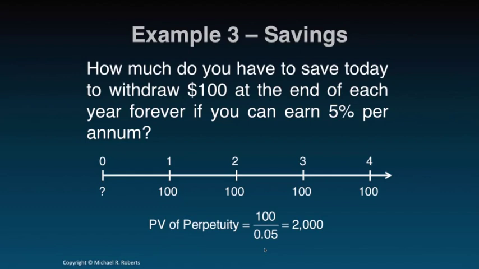And intuitively what's going on is once we get out 100 years, 200 years, whatever, the present value of that money is so small it's very close to zero, which is why you don't need an infinite amount of money.